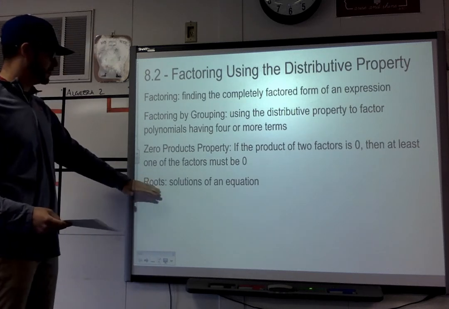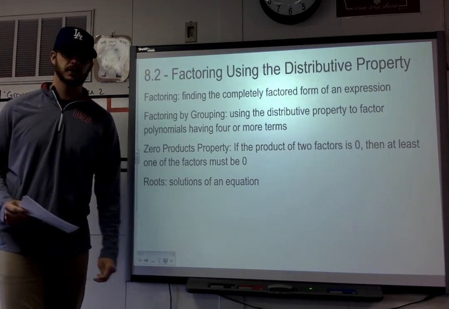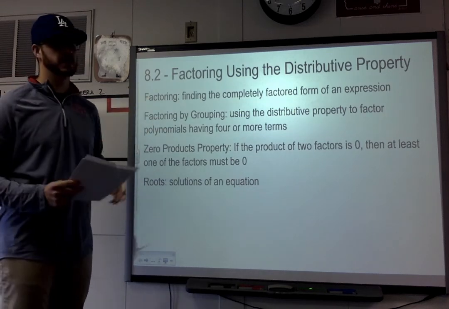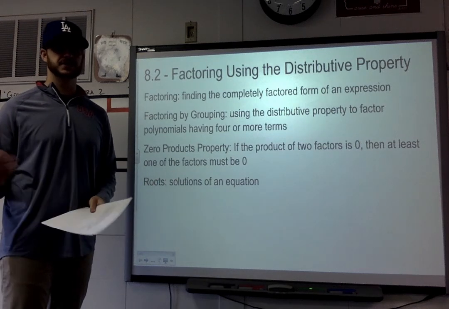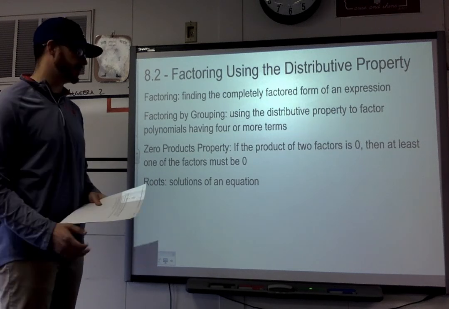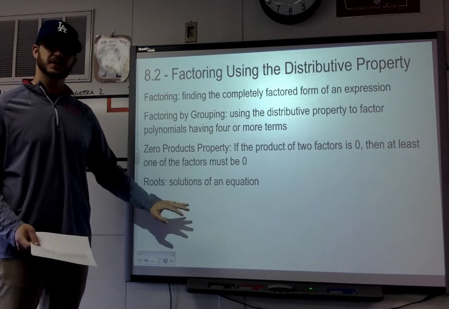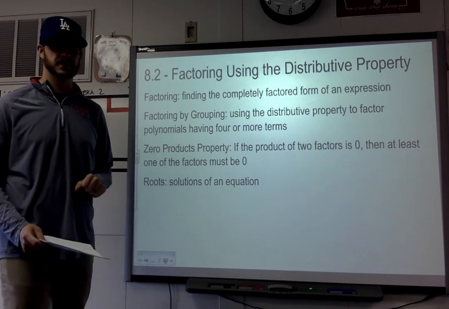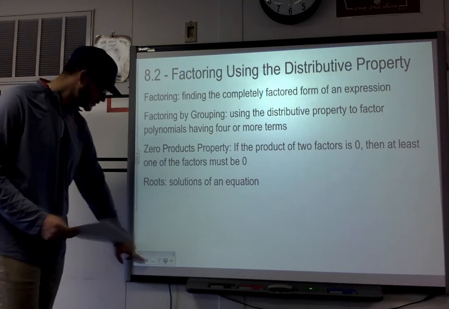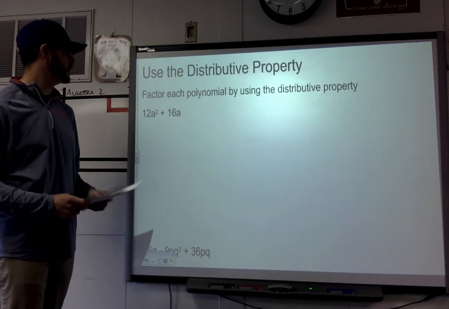Now that's important to know because as you move forward in math, when you're solving different polynomials, sometimes it'll tell you to solve the polynomial, sometimes it'll tell you to find the roots of the polynomial. That's really telling you the same thing. You're just trying to find the solutions of that equation. So let's go ahead and get into some examples.